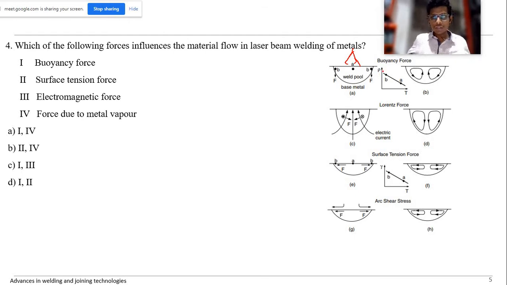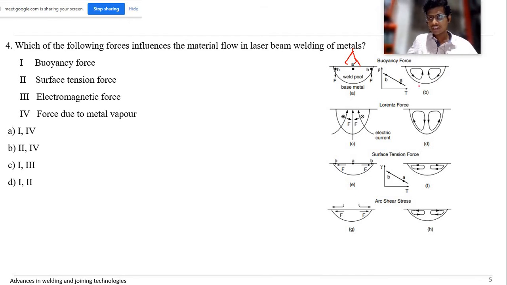Guys, if you have any doubt, please put it in the chat box, and then only I can explain. So density will be more at point B. Because the density is more, the force at point B will be downwards because the weight is more here, compared to A. The force is more at B, more downwards in the B region. Because of that, we'll get buoyancy force.